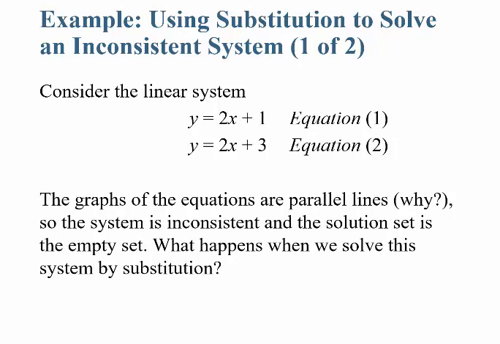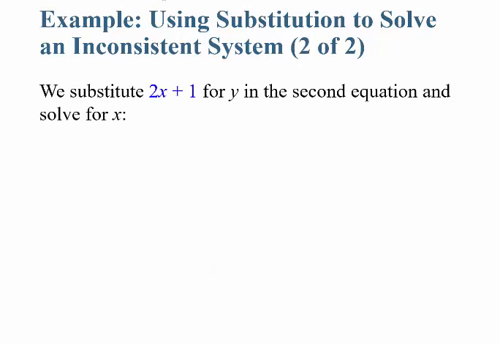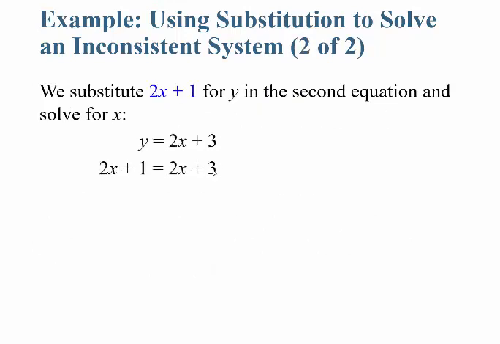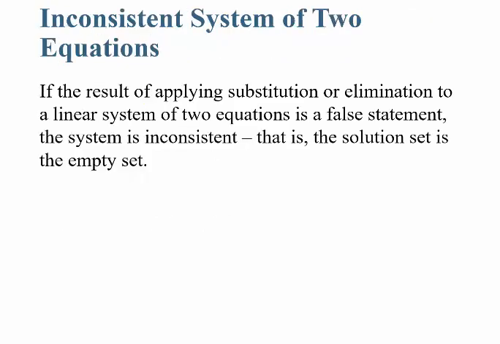So what happens when you try to solve this by substitution? We're going to substitute 2x plus 1 in for y in the second equation. And when you do that, this is what you get: 2x plus 1 is equal to 2x plus 3. When you subtract 2x from each side, you're left with 1 is equal to 3. That doesn't make sense. So this is a false statement. Obviously, 1 is not equal to 3. So if the result of applying substitution or elimination to a linear system of two equations is a false statement, the system is inconsistent. They're parallel lines, so the solution set is the empty set.